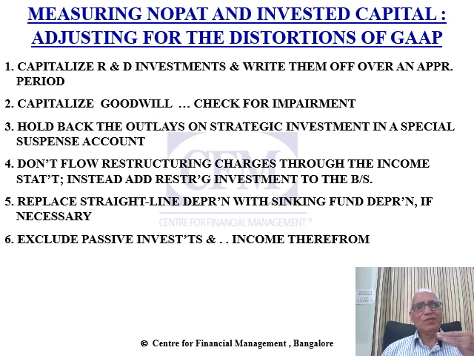The important adjustments for correcting the distortions of GAAP while measuring NOPAT and invested capital are as follows. 1. Capitalize R&D investments and write them off over a period of time. 2. Capitalize goodwill and check for impairment periodically. 3. Hold back the outlays on strategic investment in a special suspense account. 4. Don't flow restructuring charges through the income statement. Instead, add restructuring investments to the balance sheet. 5. Replace straight line depreciation with sinking fund depreciation if necessary.